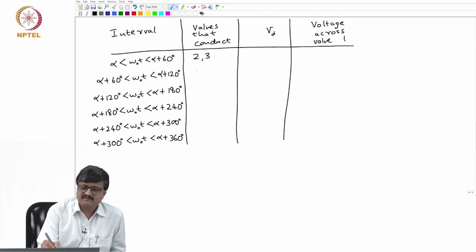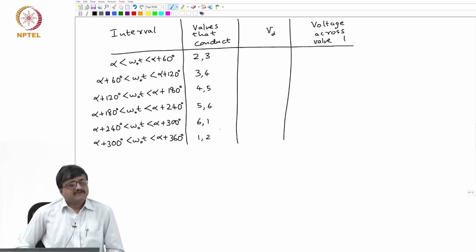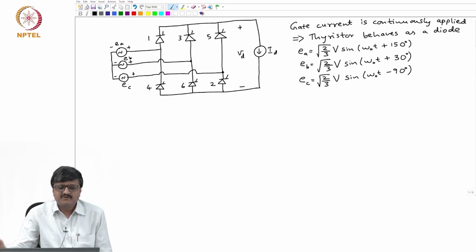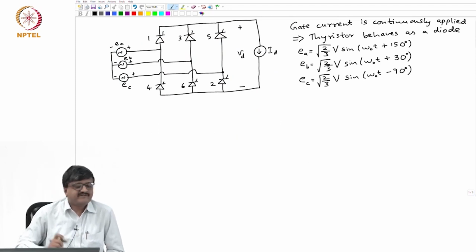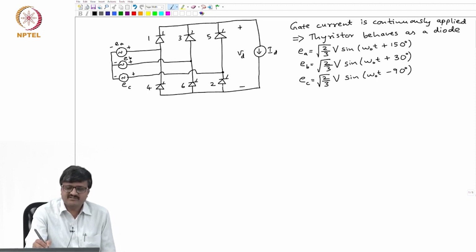Then the next intervals: 3 4, 4 5, 5 6, 6 1, 1 2. Then if you take the next interval, of course the cycle repeats. Now, can I write the expression for VD in terms of, say, EA, EB, EC, looking at the circuit diagram? In the first interval 2 and 3 are conducting. From the circuit diagram, if 2 and 3 are conducting, can I get an expression for VD? It is as good as saying valve 2 is acting as a short circuit, valve 3 is acting as a short circuit, other valves are open, acting as open circuits.